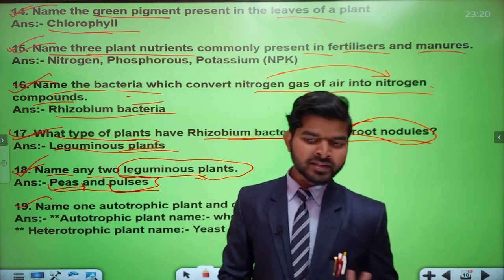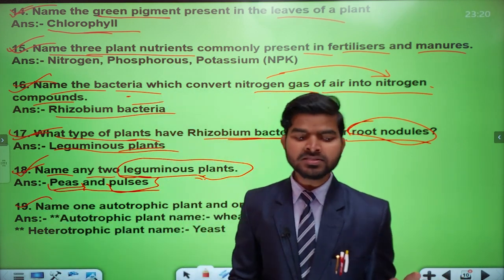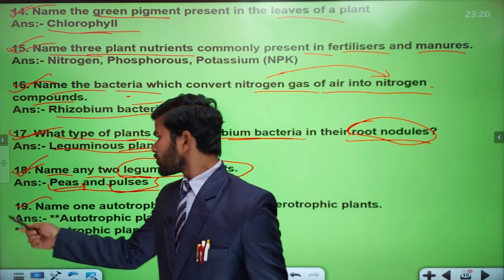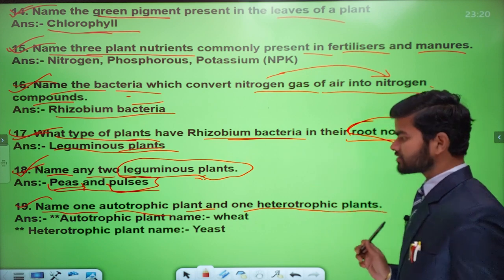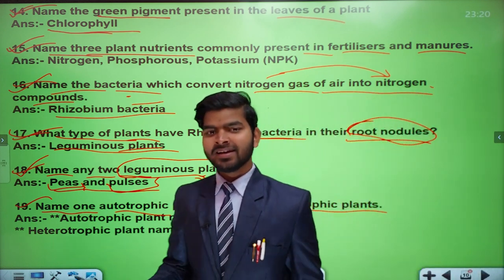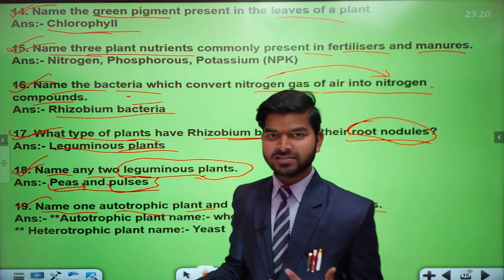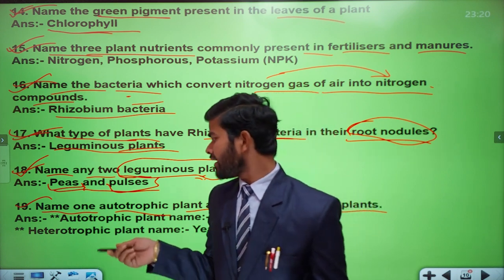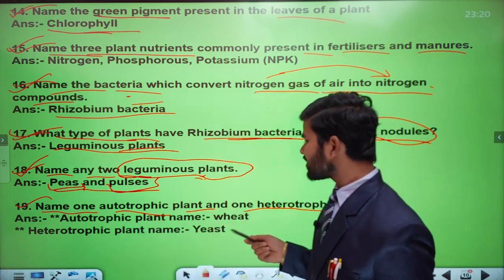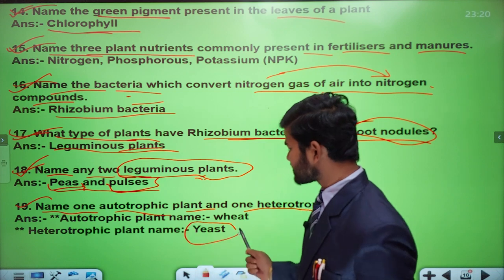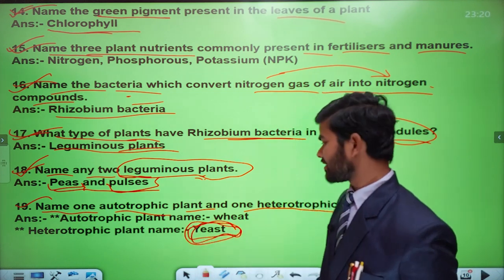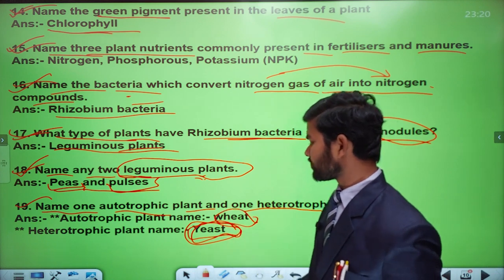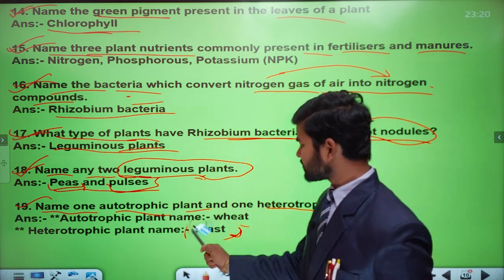Do you have any queries, any doubts related to these questions? Say no. Obviously no. Question number 19: name one autotrophic plant and one heterotrophic plant. Do you have any idea? Autotrophic plants are the green plants, maybe wheat, paddy, etc. And heterotrophic plants, do you have any ideas? That is yeast. Yeast means fungus, etc. And wheat crop. If you want, you can write it.